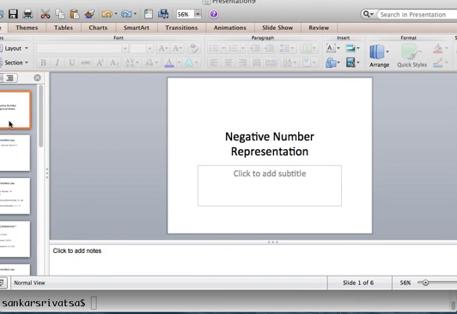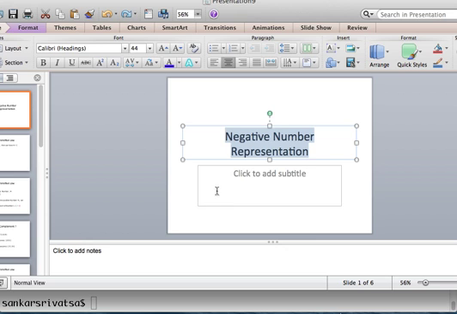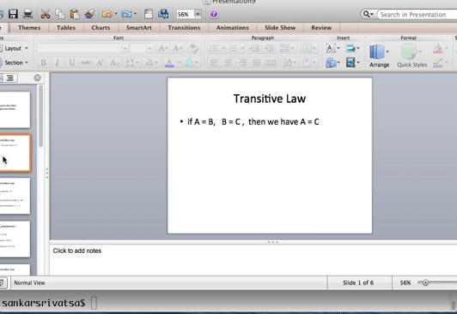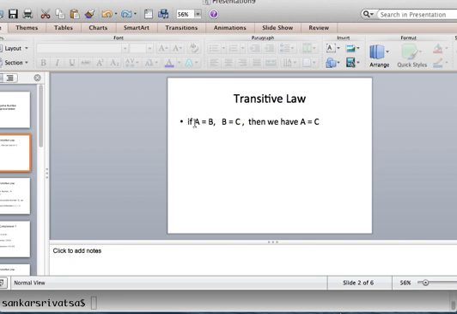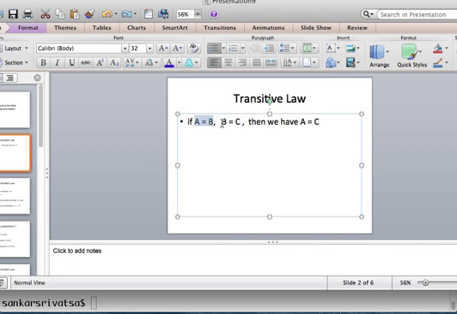We will be looking at how the system stores negative numbers for us. That is the topic of this presentation. Before we look into that, we need to understand what a transitive law is all about. What it states is if A equals B and B is equal to C, then we have A equal to C. That is the transitive law.